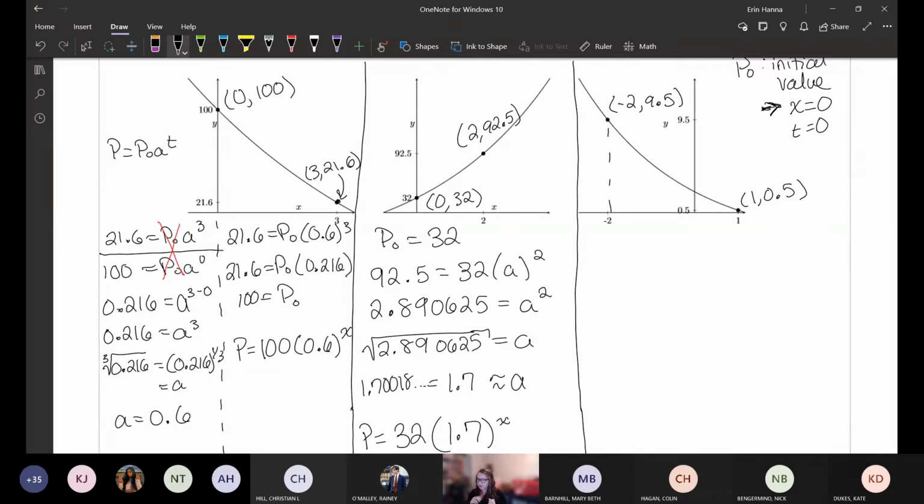If I'm going to set these two up in our P naught A to the T form, I'm going to put the one with the larger T value on top to make my algebra nice. So that means I'm going to put the 0.5 one first: 0.5 equals P naught A to the first, and then 9.5 equals P naught A to the negative second.